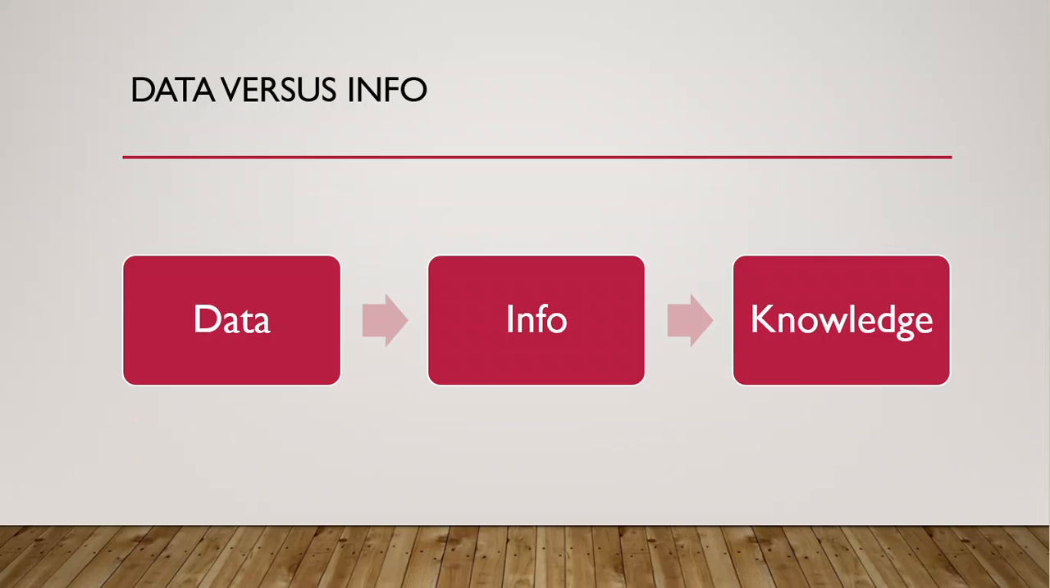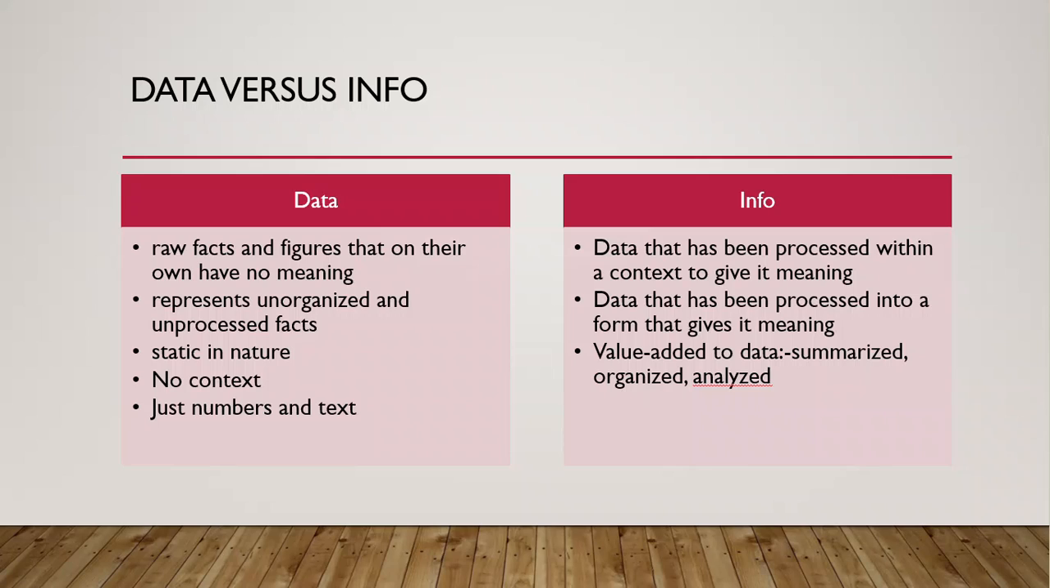So first of all, what you need to know is data versus info. Okay, so actually data can be transformed into info, and finally info transforms into knowledge. So first let's try to see the difference between data and info. Data can be defined as raw facts and figures that on their own have no meaning, representing unorganized and unprocessed facts, static in nature, no context, just numbers and text.